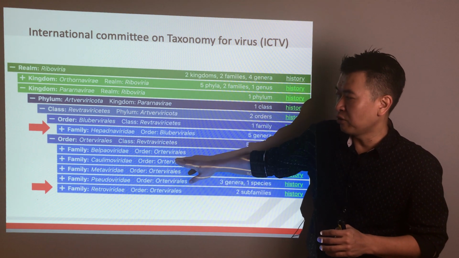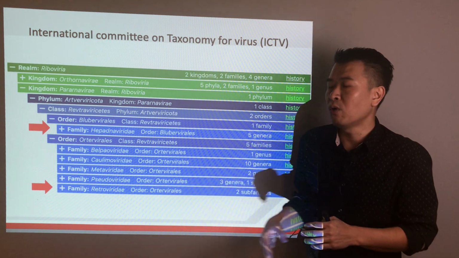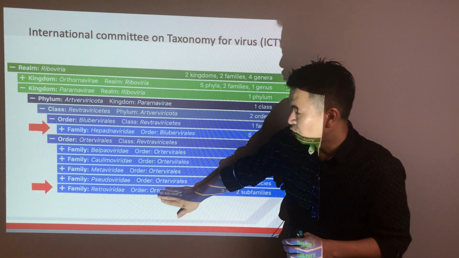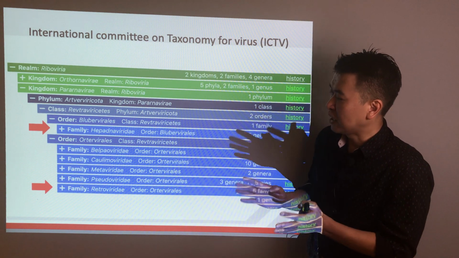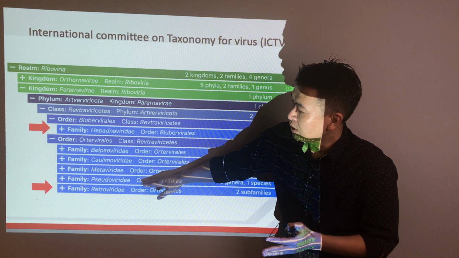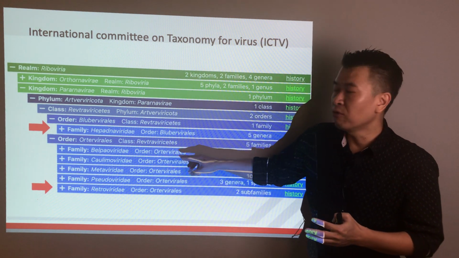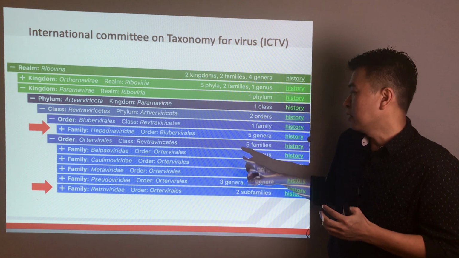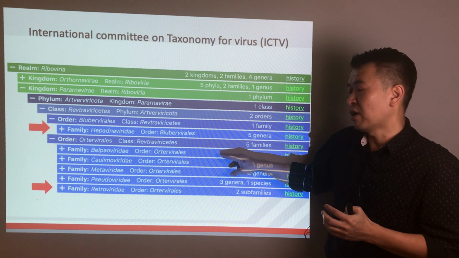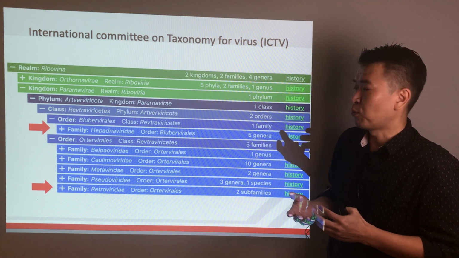So Belpaoviridae, Caulimoviridae, Metaviridae, Pseudoviridae, and Retroviridae. So Retroviridae is the one that we're going to specifically look at. And the other 4 families here, let's briefly look at them. So Belpaoviridae, there is only one genus in this group. Okay, the viruses classified in this group specifically target insects or invertebrates.